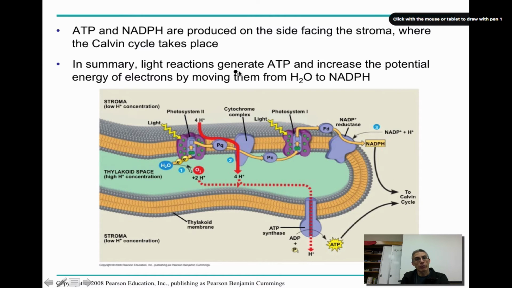So in summary, the light reactions to generate the ATP and to increase the potential energy of electrons by moving them from H2O to NADPH is all going to take place within that membrane. And remember, both of these are very important because we need ATP and the energy being carried by this electron carrier to be used during the Calvin cycle to be able to run that particular cycle.